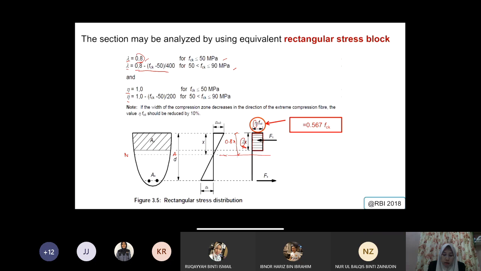Next will be your mu. Mu here is for the width of your block, because your block has a height and a width. This is your block: the width is mu FCD, and the height is your lambda times this x. This is what you want to determine, the size of your stress block.